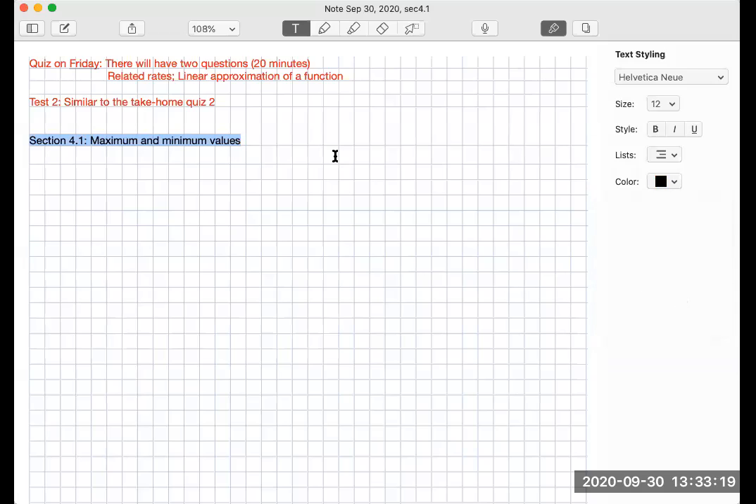So tomorrow, if you have any questions about related rates or linear approximation, I'm pleased to answer some quick questions. And on Friday, we will correct the quiz too. For now, let us continue.